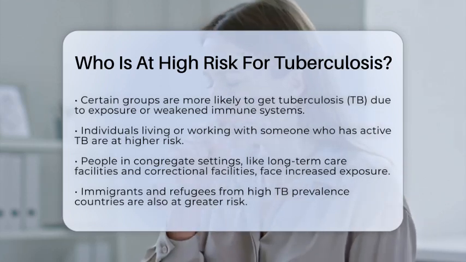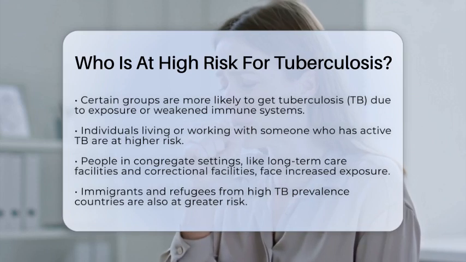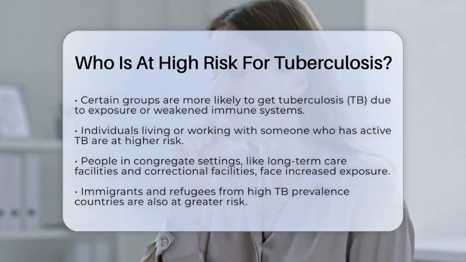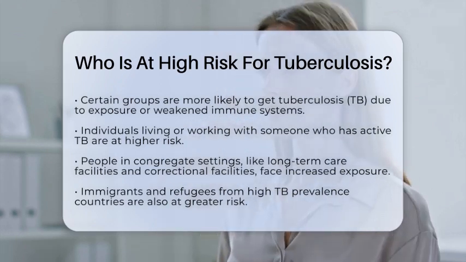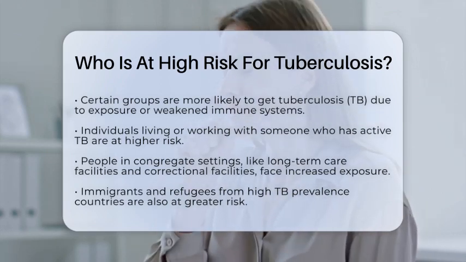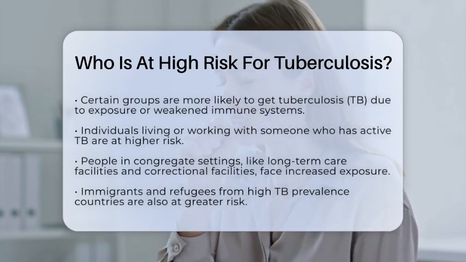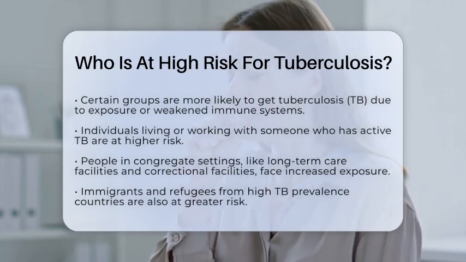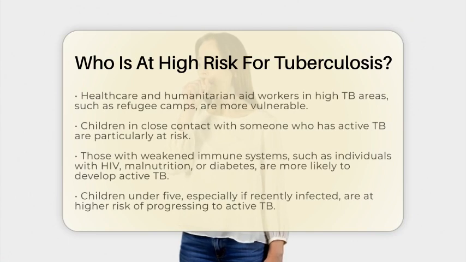People who live or work closely with someone who has active TB, like family members or coworkers, are at higher risk. Additionally, individuals in congregate settings, such as long-term care facilities, correctional facilities, shelters, and healthcare environments, face greater exposure to TB. Immigrants and refugees from countries where TB is common also fall into this higher risk category.